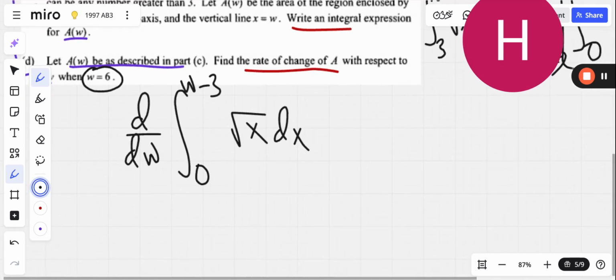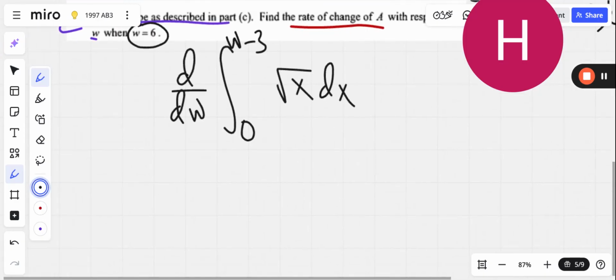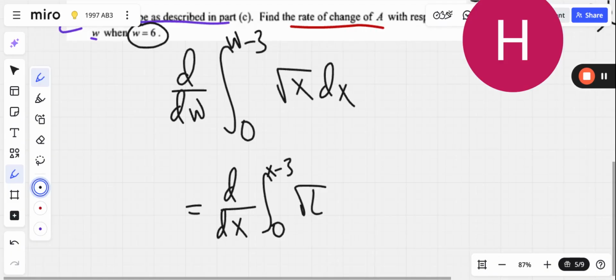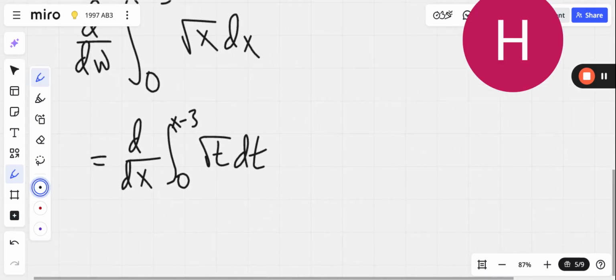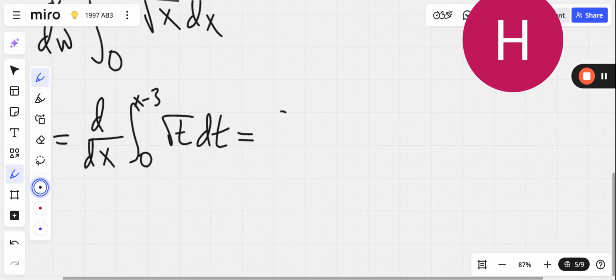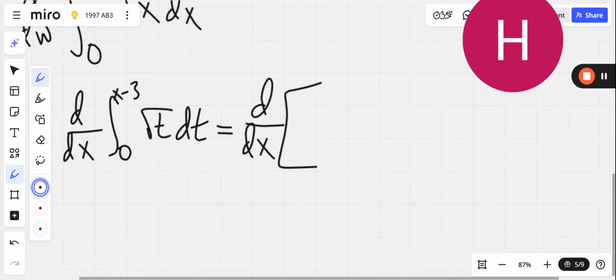This looks a whole lot like when we use the Fundamental Theorem of Calculus part 2, you might know it as, and it looks something like this: d/dx of the integral from 0 to x minus 3 of square root of t dt. That's kind of how we would see it. So I want you to remember that for the Fundamental Theorem of Calculus part 2, where we're taking a derivative of an integral, I want you to just write F of b minus F of a.